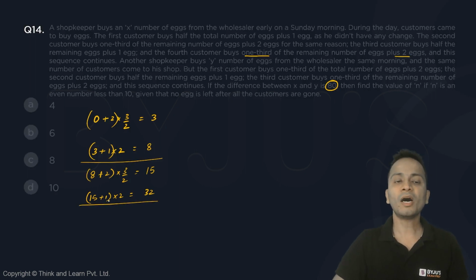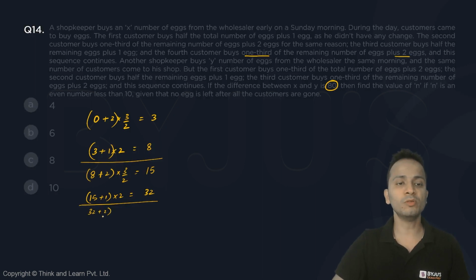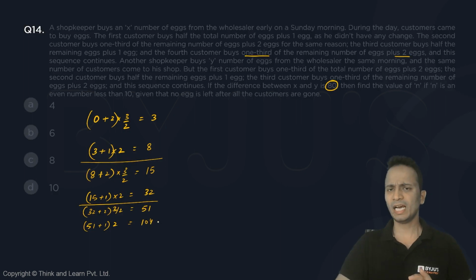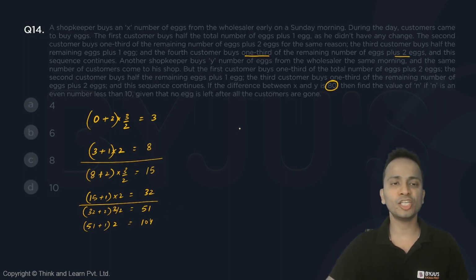Now another set of two customers, let's keep, because the difference is 80, so at least their value should be more than 80. So 32 plus 2 multiplied by 3 by 2. So 34 multiplied by 3 by 2 is 51. Then 51 plus 1 multiplied by 2. So 52 into 2 is 104. Okay, I will stop here and we'll do the same thing for the second shopkeeper.